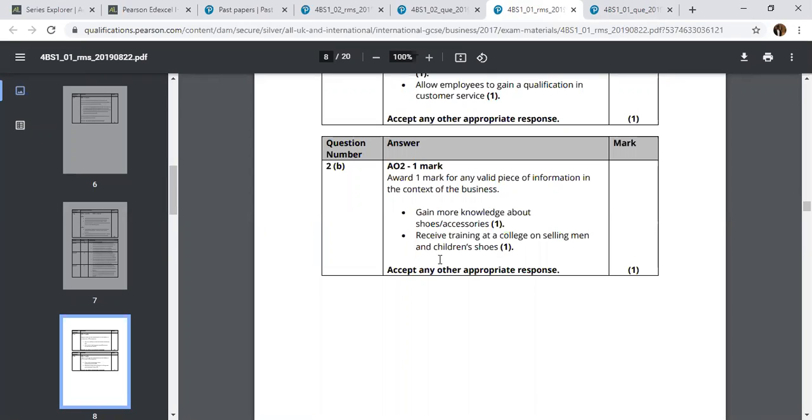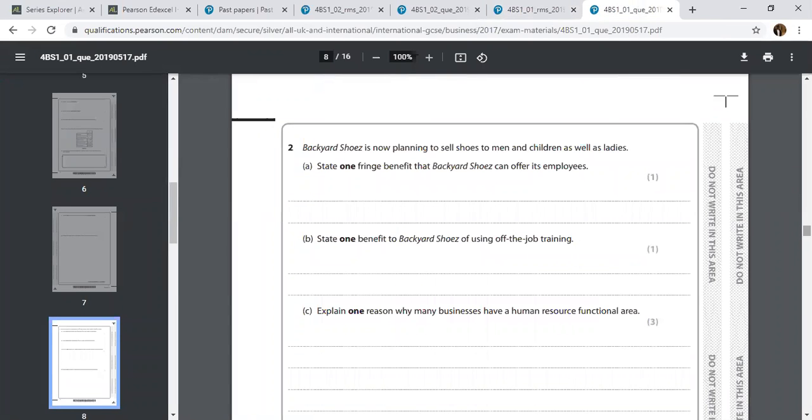Receiving training at a college on selling men's and children's shoes. You get proper training, proper coaching about the selling techniques and everything for men and children. Accept any other responses. Like that, you can see these questions are being asked by Edexcel so many times.